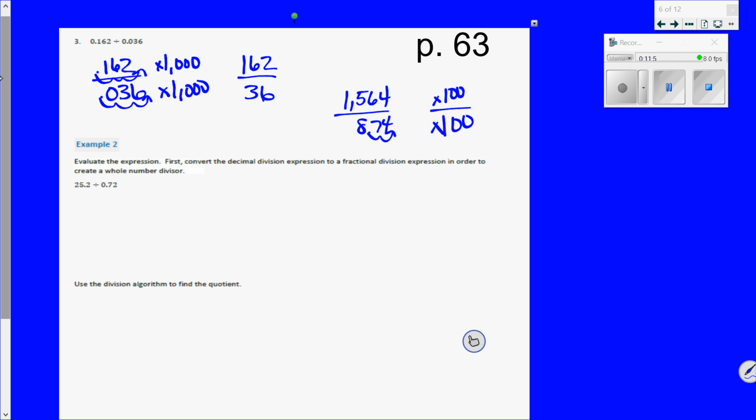Where's my decimal if I don't see it? At the end, right? So it's actually right here. So if I move it right, I'm only going 1, 2. What happens to empty buckets?